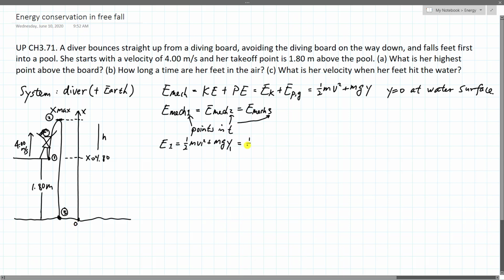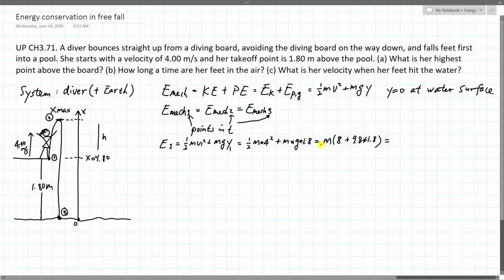So we'll write this way: 1/2 mass times 4 squared plus mass g times 1.8. So that's the mechanical energy. Although we don't really know the diver's mass, we can still factor it out, right? The mass is right here. So 4 squared is 16, over 2 is 8. So we have an 8. And then we have 9.8 times 1.8. So this is how much total mechanical energy the diver has.